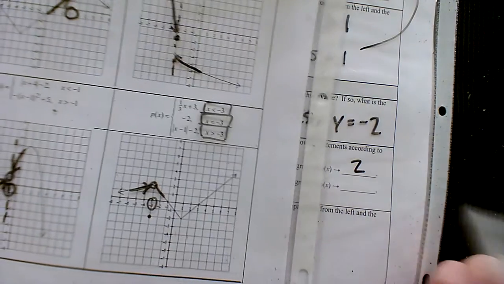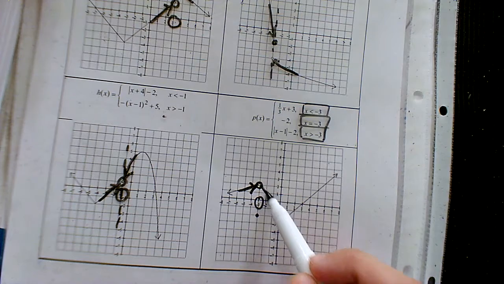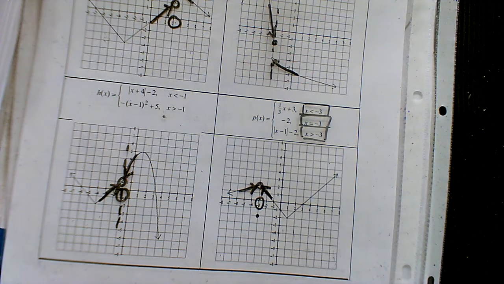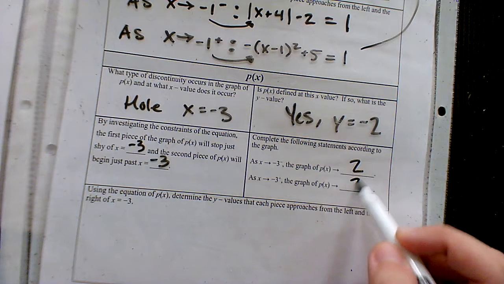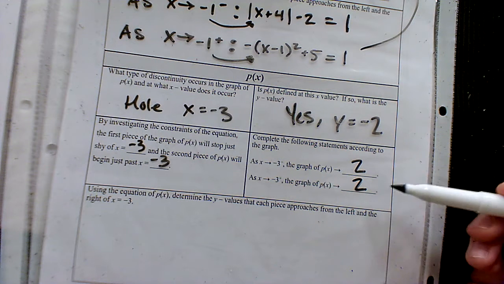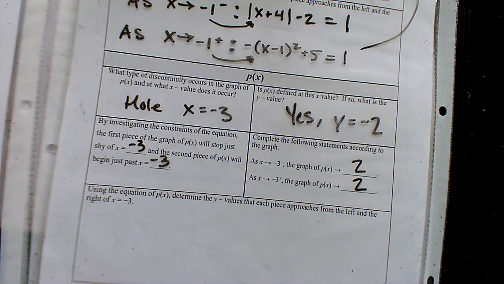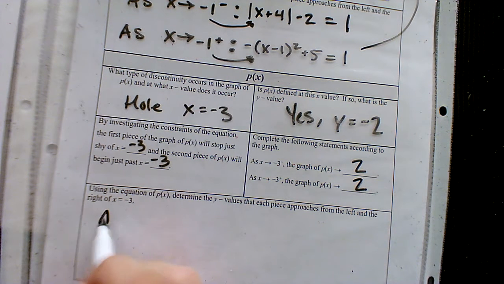And as we come in from the right-hand side, we still get closer to that open circle, which has a height of 2. Notice how both sides have the same height, so they should be meeting up. Let's see if we can get the same results based off the equation.